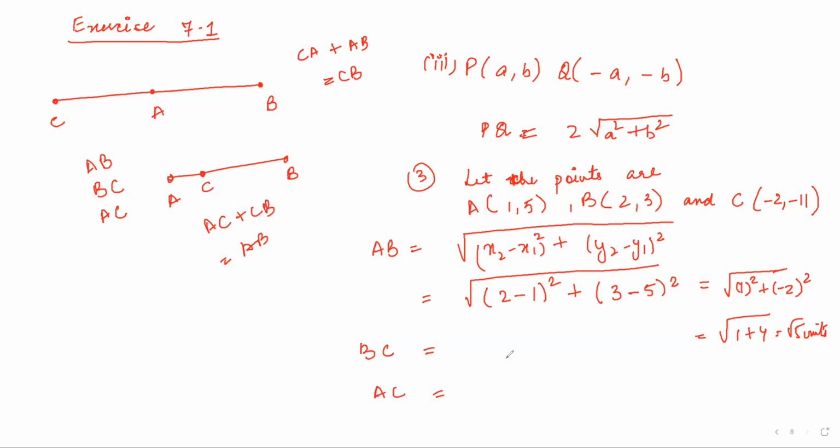Ma'am, BC is equal to 2 root 53 units. Then AC. Ma'am, AC is equal to root 265. Root 365? 265. 265. Okay.